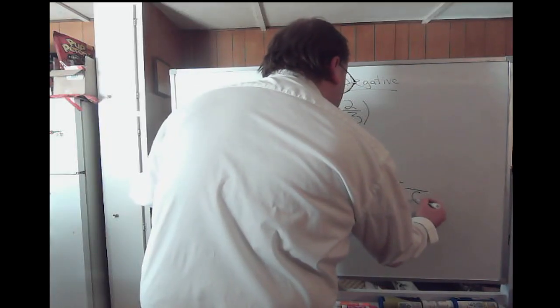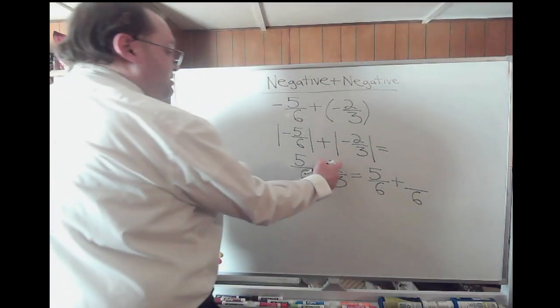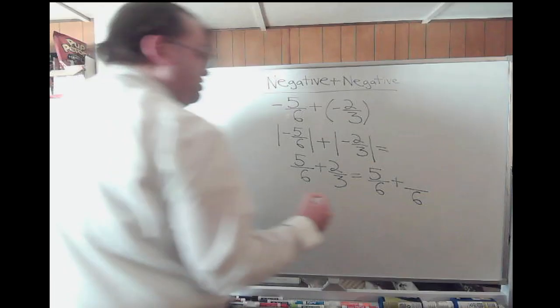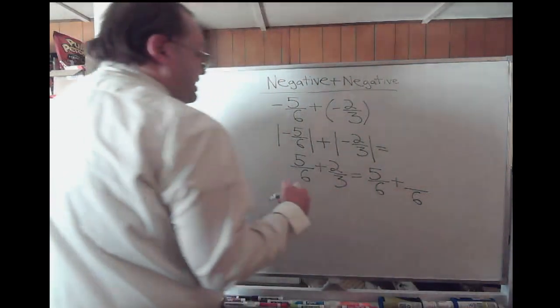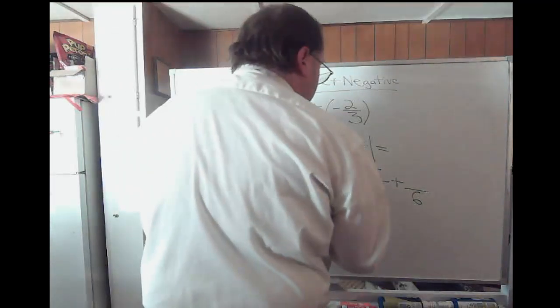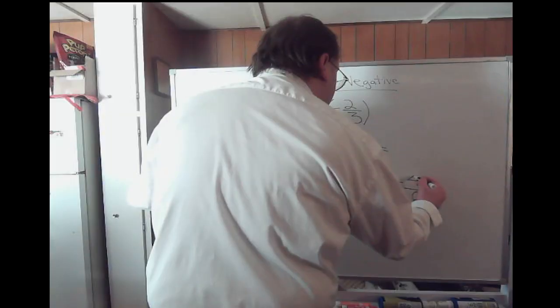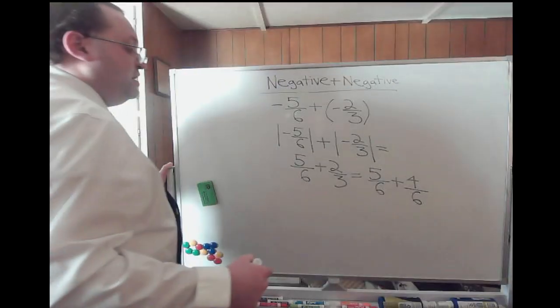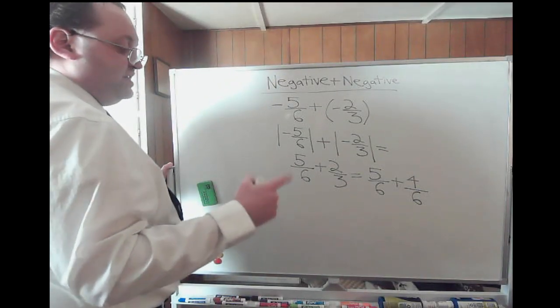So you'll have a denominator of 6, which means you have to multiply the numerator 2 by 2 to even it out and get an equivalent expression. So 2 times 2 is 4. So you'd have 5/6 plus 4/6 equals 9/6.